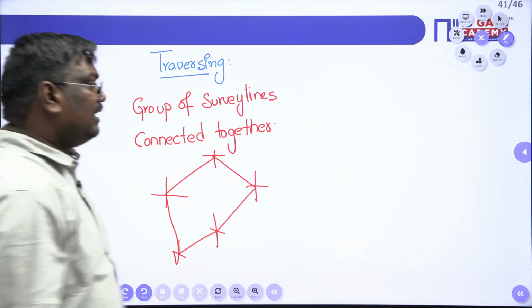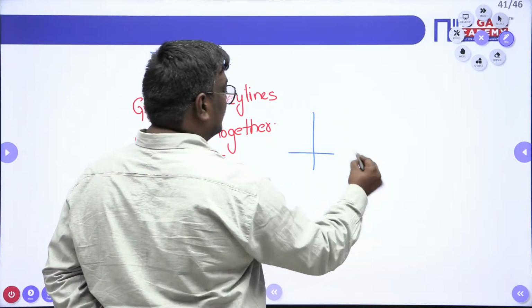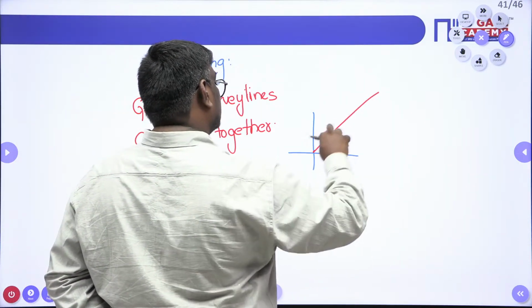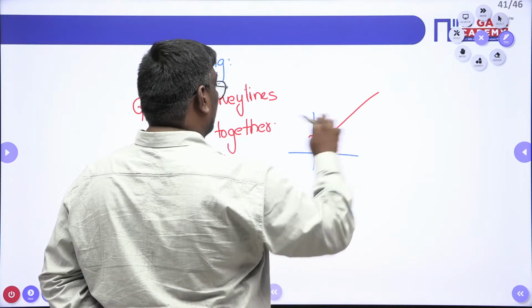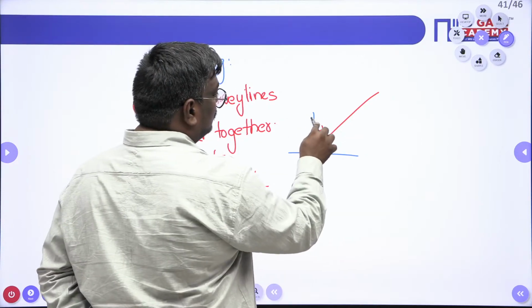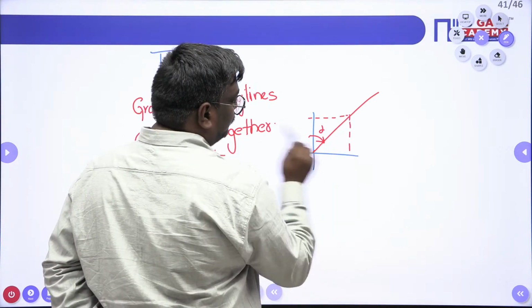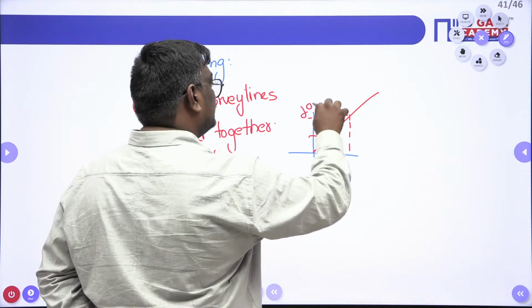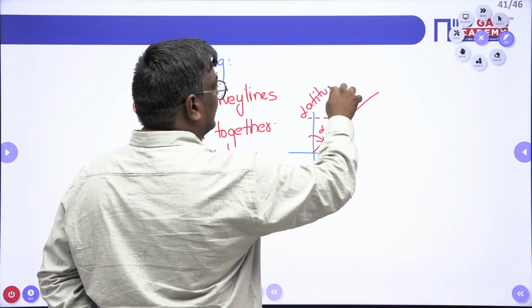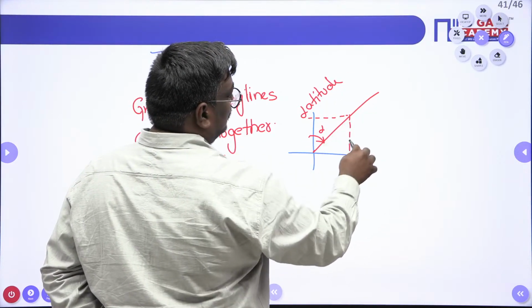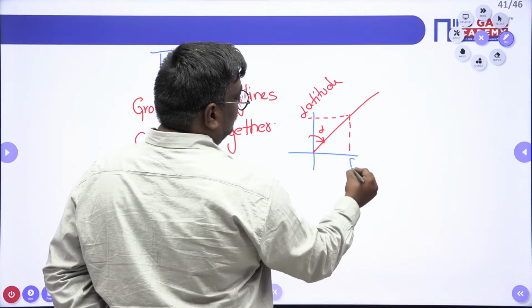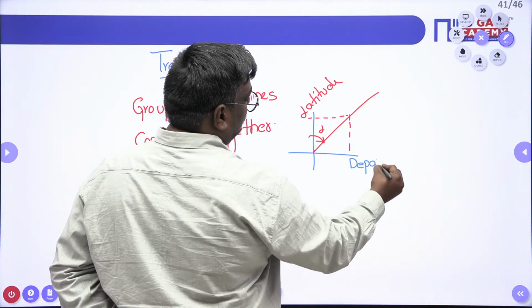Now here, if I consider this as a survey line with angle alpha, we call the vertical component the latitude, and we call this the departure.